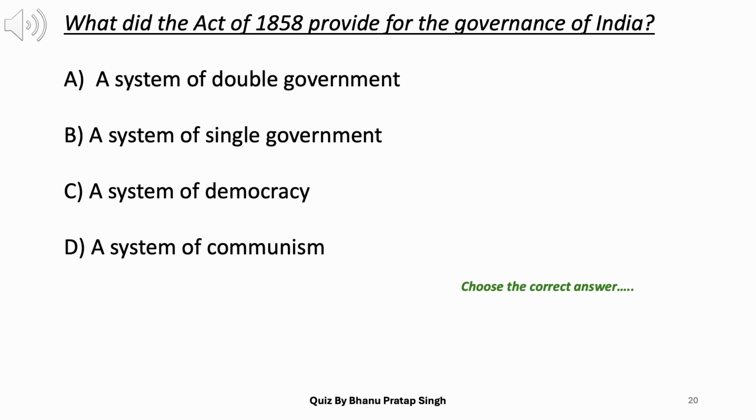20. What did the Act of 1858 provide for the governance of India? A. A system of double government. B. A system of single government. C. A system of democracy. D. A system of communism.